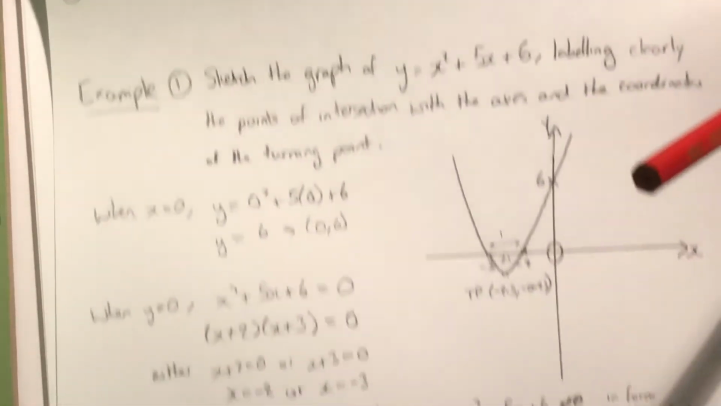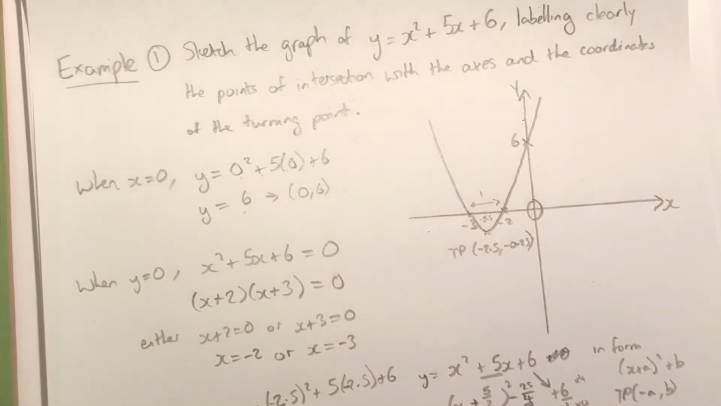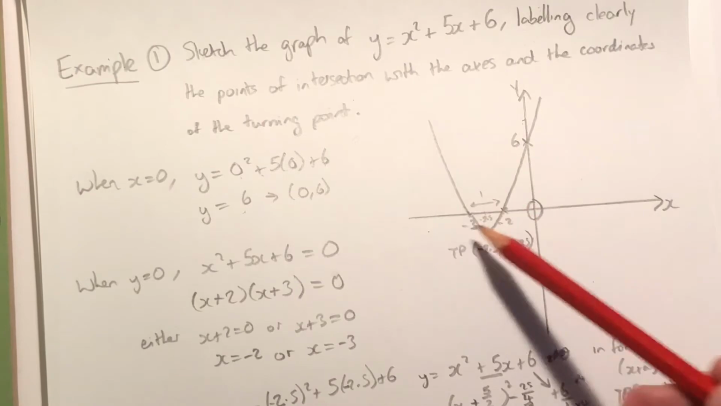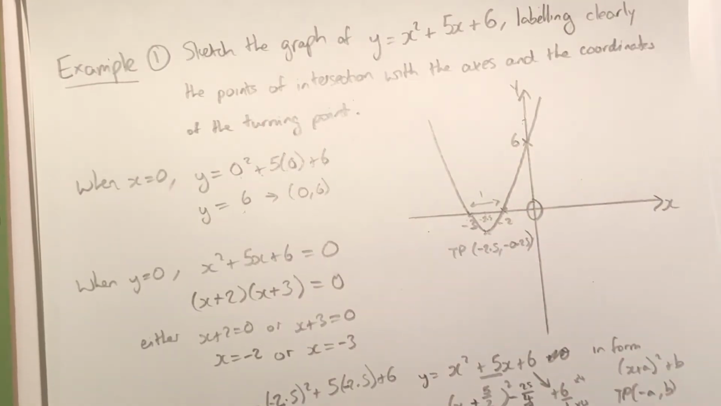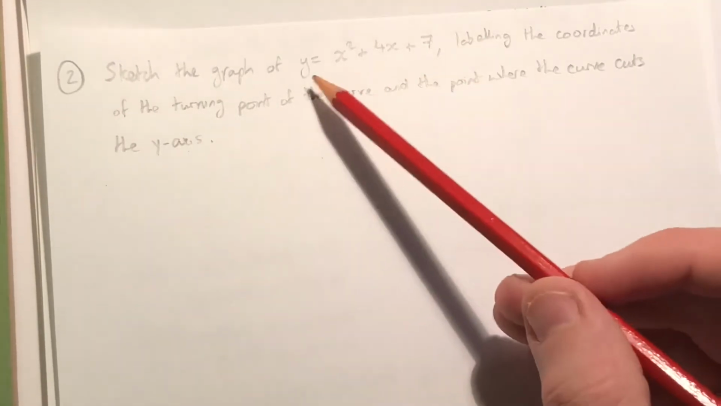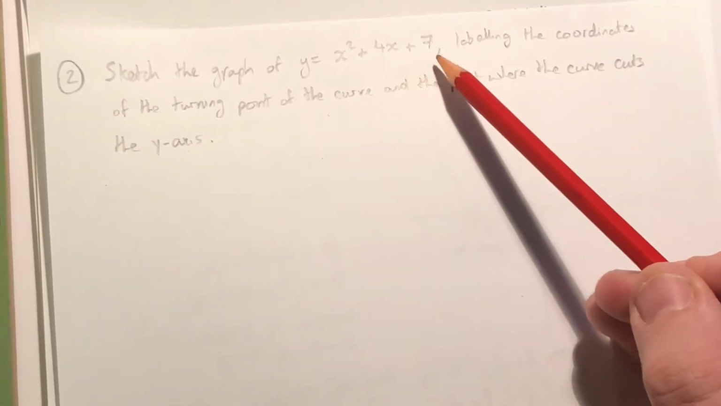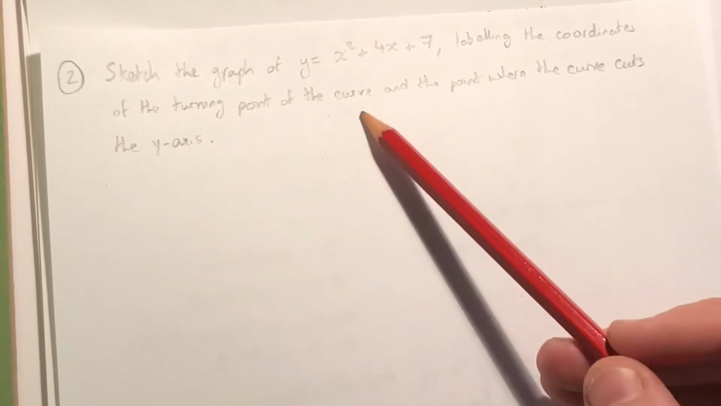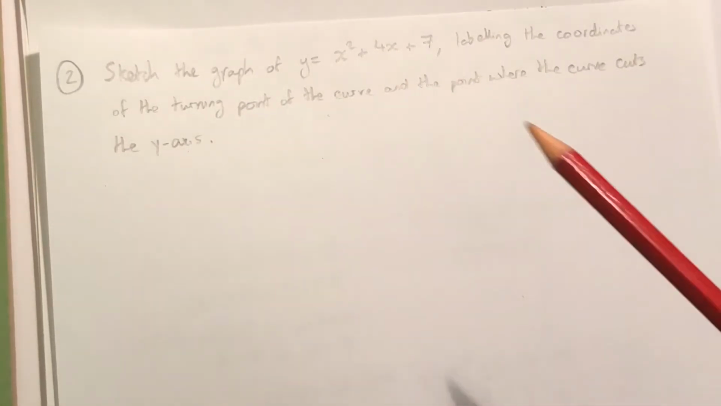Now, the next one that I'm going to show you is a little bit different. Now, as we saw before with the discriminant, not every single graph is going to cross the x-axis twice. And you might end up with a question that says something along those lines. It says, sketch the graph of y equals x squared plus 4x plus 7, labelling the coordinates of the turning point of the curve and the point where the curve crosses the y-axis. Now, the question's actually spelling out to you that it shouldn't be crossing the x-axis at all. But let's just prove that that's the case, okay?